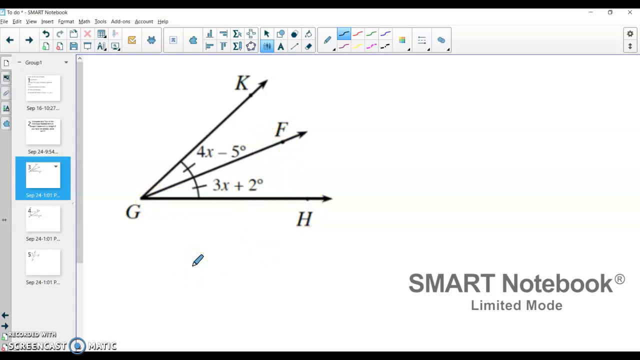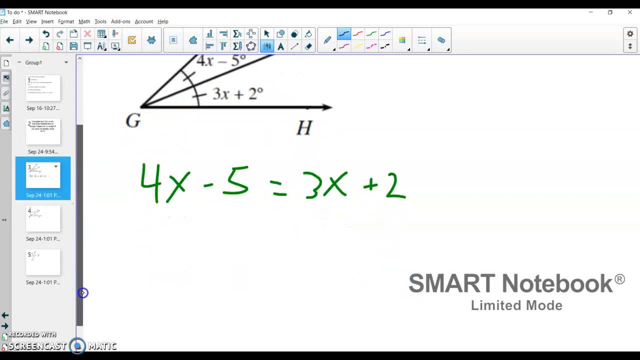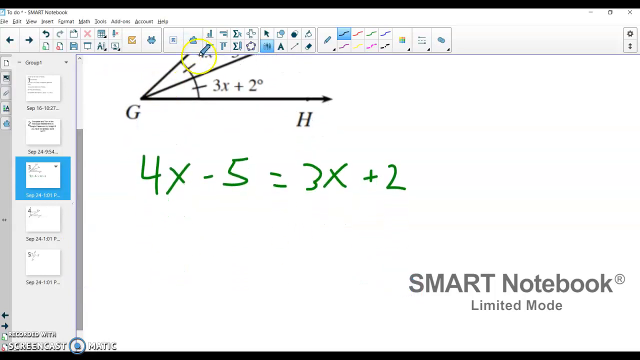Because those two angles are congruent, we can set their measurements equal to each other. So we can say that 4x minus 5 is equal to 3x plus 2. I'm allowed to do this because those two angles are equal, so I'm allowed to set their measurements, which in this case are expressions, equal to each other.